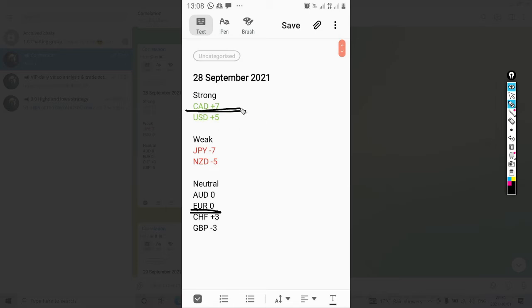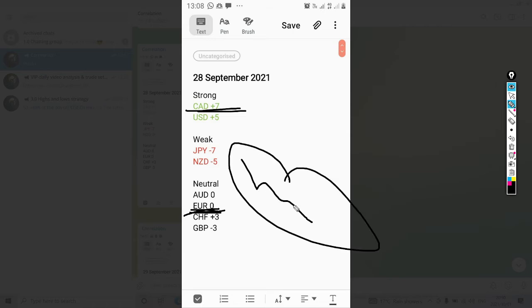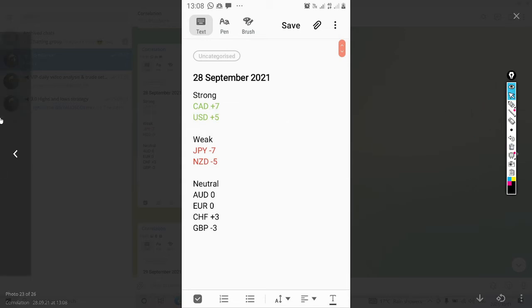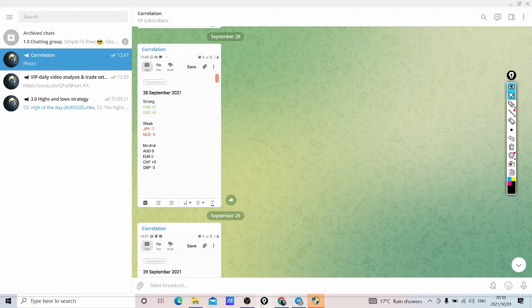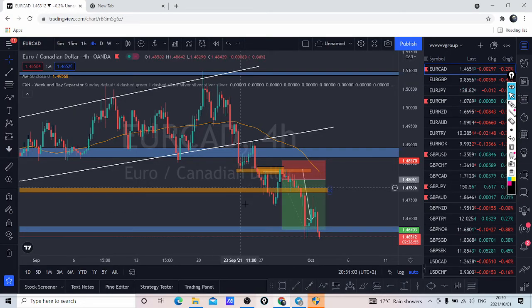So if this one is strong against this one, it is going to go down, meaning that if you flip this and take the CAD to the left hand side, you are going to see a buy trend. I hope everyone is familiar with that, because most of you know technical analysis.